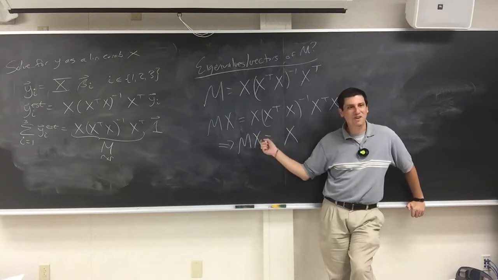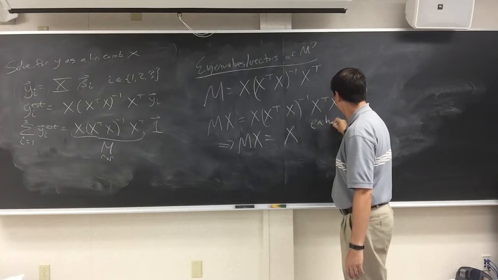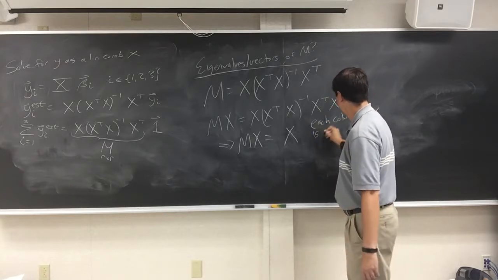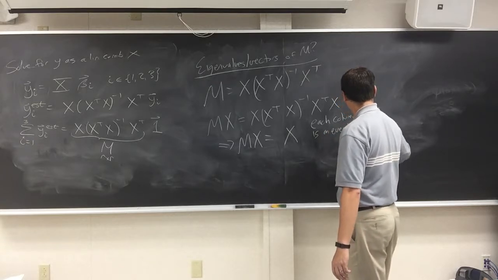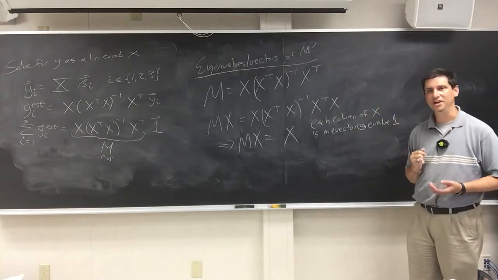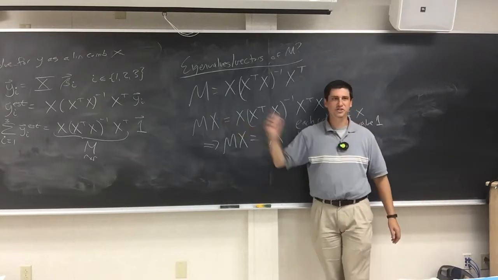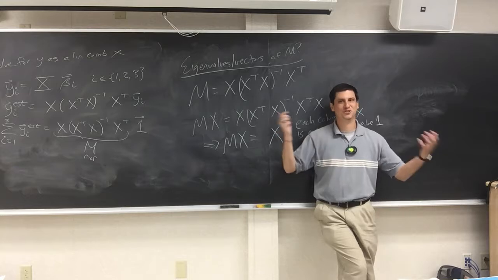Yeah, each column of X is an eigenvector with eigenvalue 1. So each column of X is an eigenvector with eigenvalue 1. We're almost done. All we have to do now is show that 1 is in the column space of X. It's the first column.